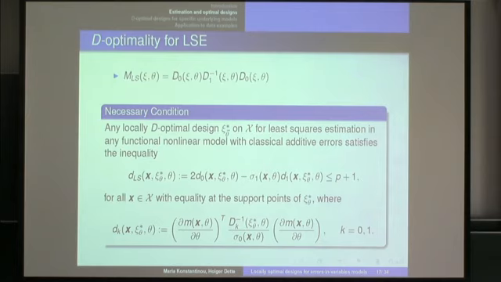Generalized versions of this result and the previous result for maximum likelihood estimation are proven for phi L criteria. So these results are actually applicable to many criteria and not just D-optimality.